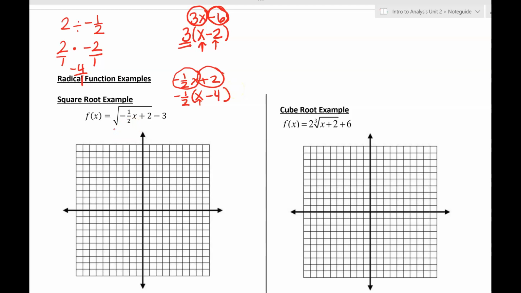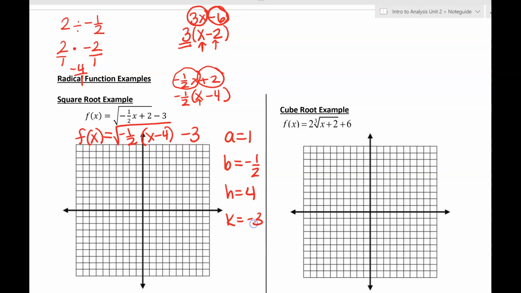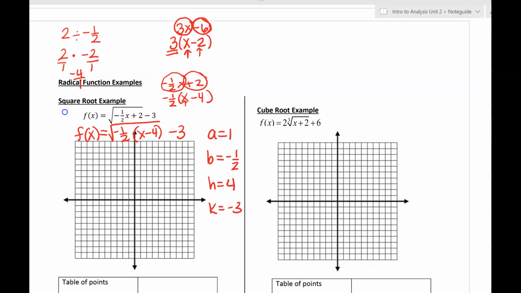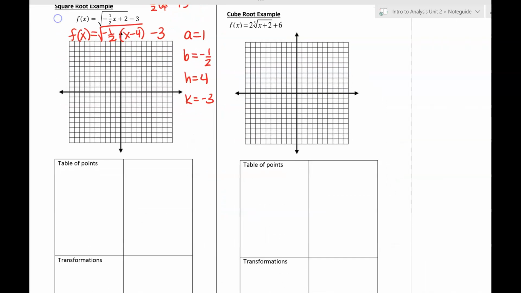So this function that we're going to graph, we're going to think of it as a square root with a negative 1/2 as a b value and then x minus 4 in those parentheses, and a minus 3 outside the radical. So now I can see that a is 1. A has not been transformed at all. B is negative 1/2. H is 4. And k is negative 3. I'm going to write these down and write what they mean as far as transformations go.